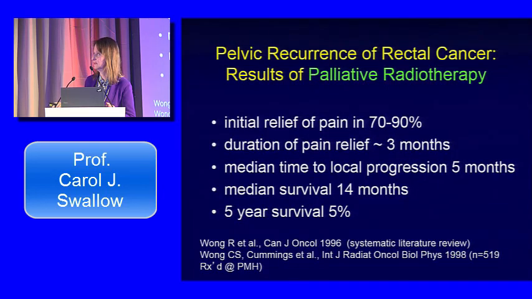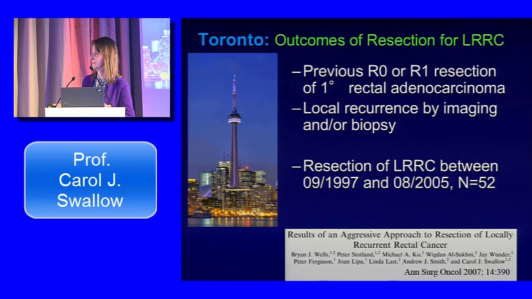Are there alternatives that are effective? What about palliative radiotherapy? That is very good in initially relieving pain from local recurrence, but the duration of pain relief, at least in our series, was only about 3 months. The median time to local progression, again, was 5 months, and the patients live for another year on average after that. So they live for a year with significant symptoms, and 5-year survival is poor.